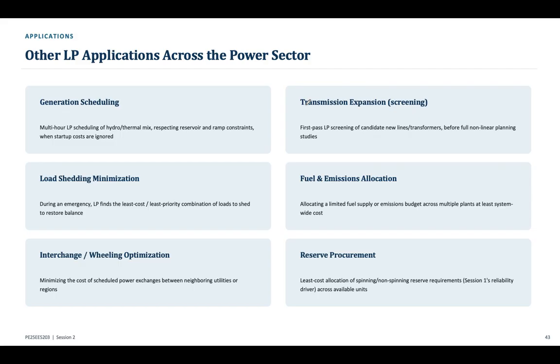The common structure is always the same: define the decision, define the objective, impose the physical and operational constraints, and solve the resulting optimization problem. So the common thread across these applications is allocation under constraints. LP is particularly useful whenever we have limited resources, competing uses for those resources, and linear economic or operational objectives. This is exactly the structure that appears repeatedly in power system operations.